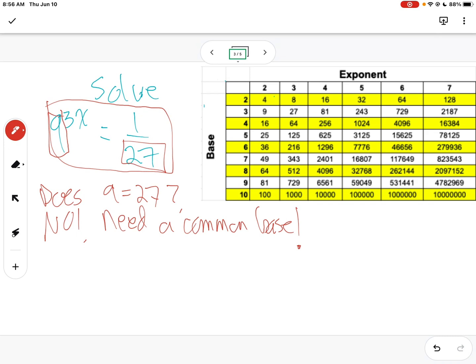So how do we find a common base? Remember that common bases occur in the same row. So what I'm looking for is a 9 and a 27 that occur in the same row. Well, it's pretty easy. I know 3 squared is 9, so I'm going to look across. Oh, look at that. I've already got it pretty easily. So this 9, what is that 9 worth? It's worth 3 squared.